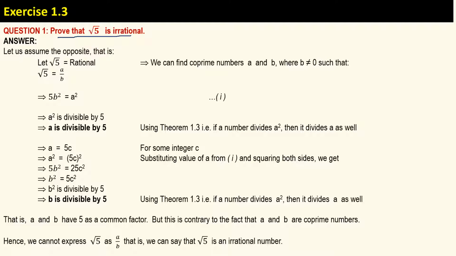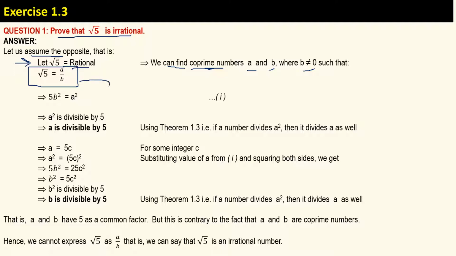So let's start solving this problem by assuming the opposite. That is, let's say that the square root of 5 is a rational number. So if this is a rational number, then we can find two co-prime numbers a and b such that b is not equal to 0 and square root of 5 is equal to a divided by b.